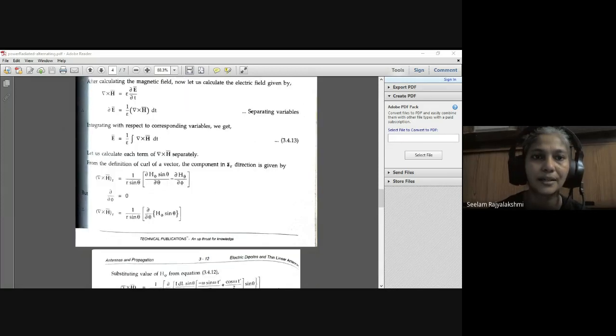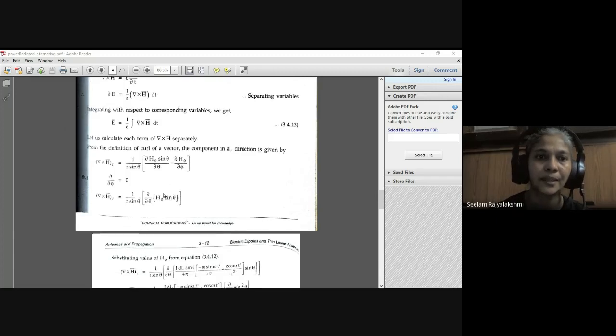So let us calculate each term of del cross H separately. From the definition of curl of a vector, the component in the a r direction is given as del cross H bar in direction r, which is equal to 1 by r sin theta [∂(H phi sin theta)/∂theta minus ∂H theta/∂phi]. According to the definition of curl of a vector, the component in a r is given as this one. But ∂/∂phi is equal to 0, as we already have.